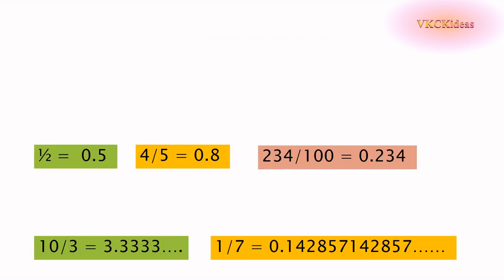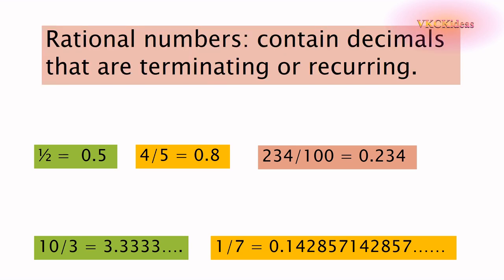Look at these examples. Can you find any difference in these kinds of sets? Yes. Here 0.5. There is an end for this decimal. 0.8. It has ended. 0.234 has also ended. But look at these, 0.142857 repeating, and 3.333. What can we say about this? Similarly, 1 by 7. Rational numbers contain decimals that are terminating or recurring.